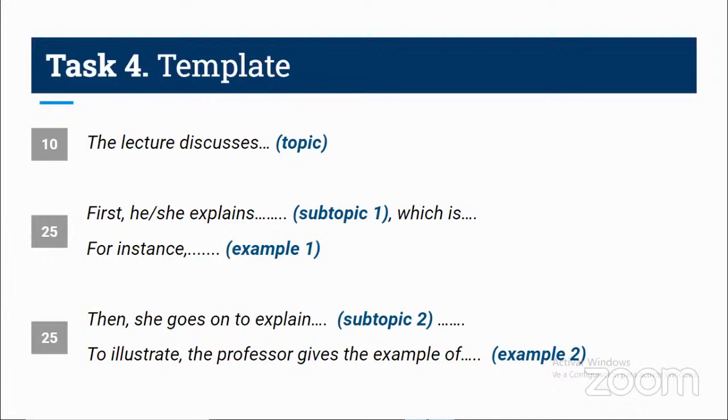I'm very thankful to Andrea. She taught me so much about the speaking section and the writing section. No, the reading section. So thank you a lot, Andrea.